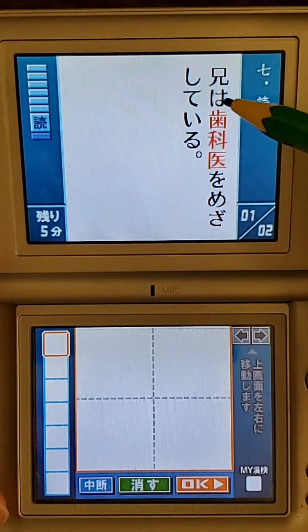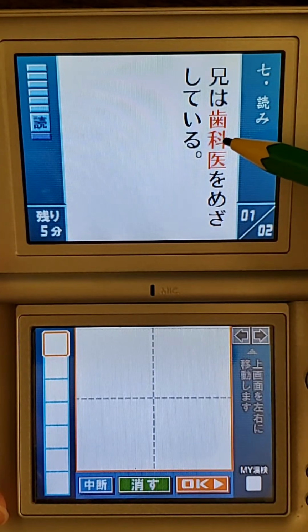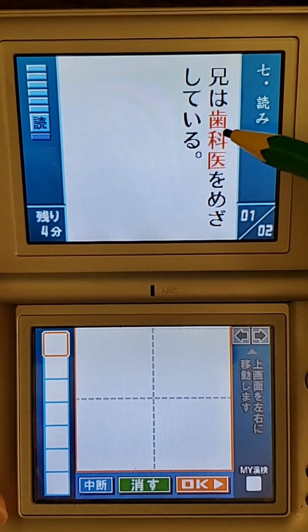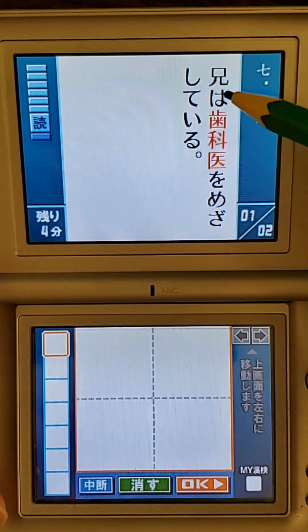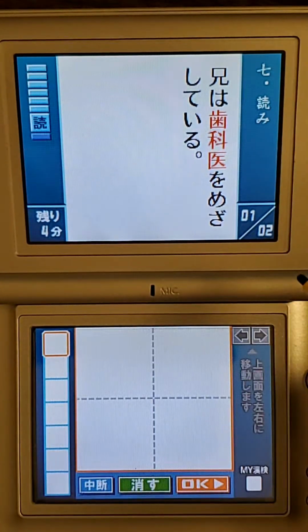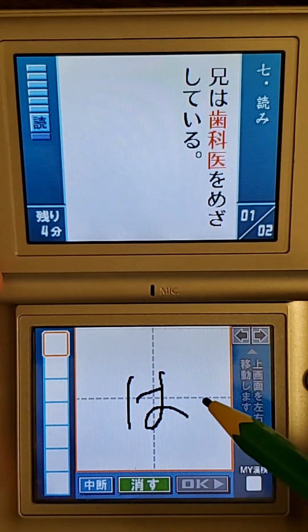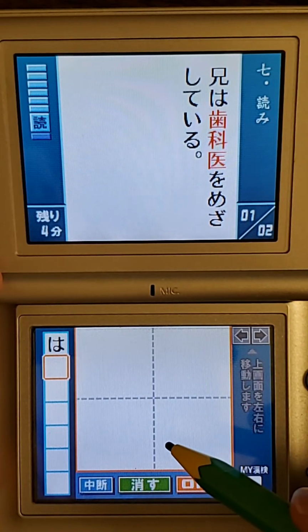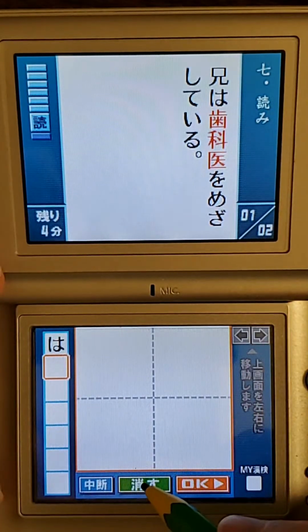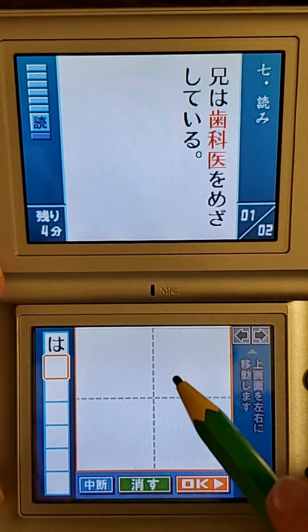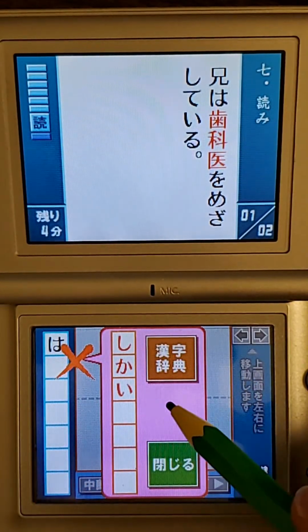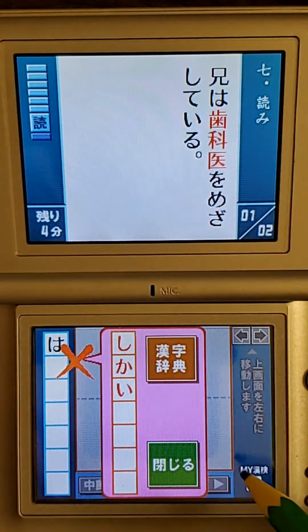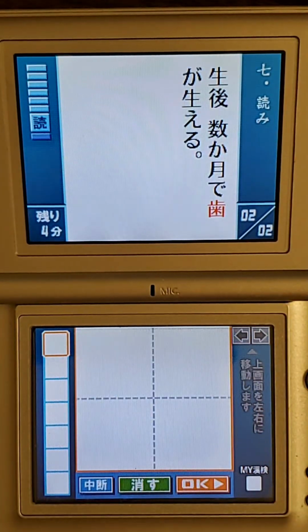So ani wa. What? That's not haisha. Hold on. Oh, mezashiteru. Ani wa. Shikain? Shikai? No, I'm not sure. Shikai. Yeah, it was. Shikai. Okay, I'll put it in my Kanken. Bit different readings for all those.